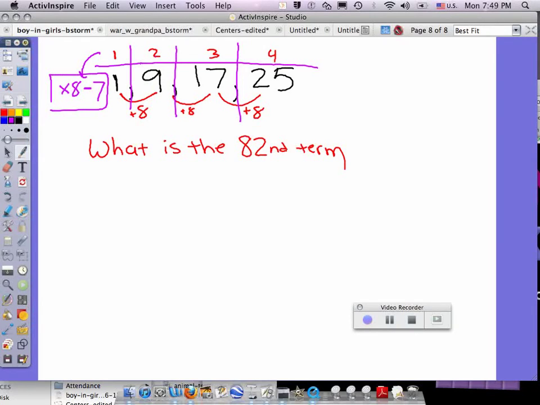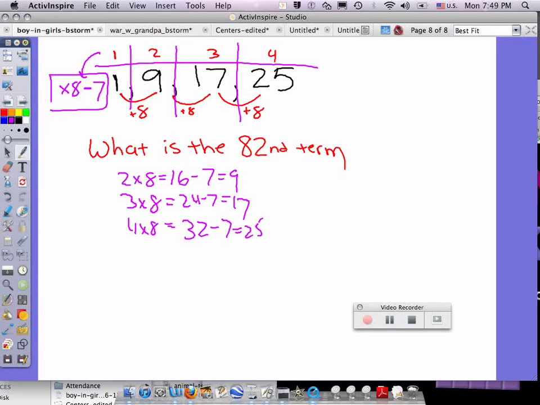2 times 8 would be 16, minus 7 would equal 9. 3 times 8 would be 24, minus 7 equals 17. So we found a rule that works. 4 times 8 would equal 32, minus 7, 25. All right. So I know our rule works because I checked it.